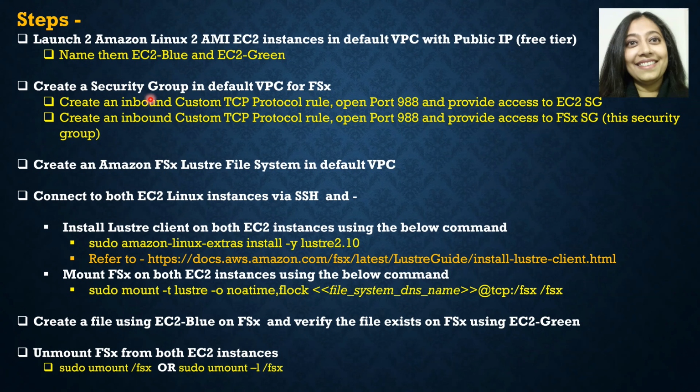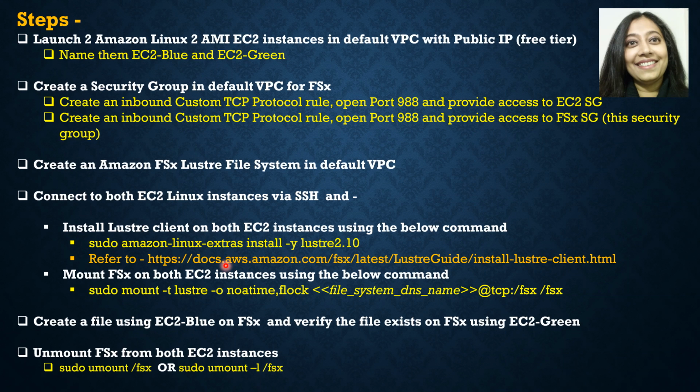After creating the security group, we will create an Amazon FSx Lustre file system in our default VPC. After launching the file system, we will connect to both our EC2 Linux instances via SSH on port 22. After we connect to our EC2 instances on port 22, we will install the Lustre client on both these instances. The command to install the Lustre client is right here.